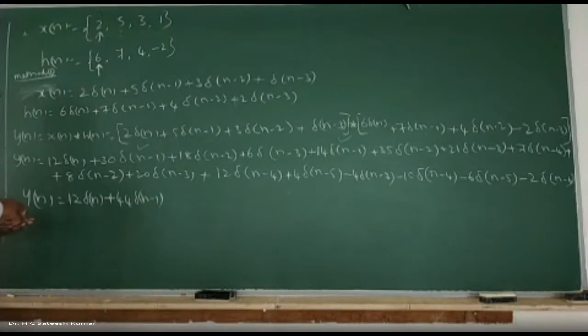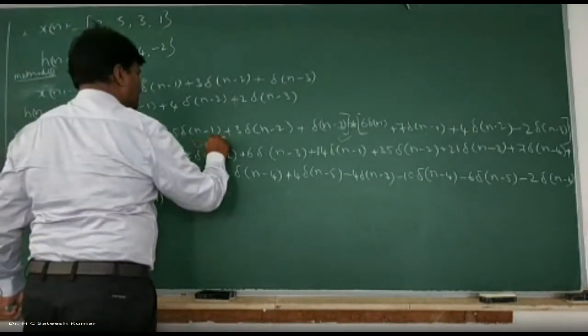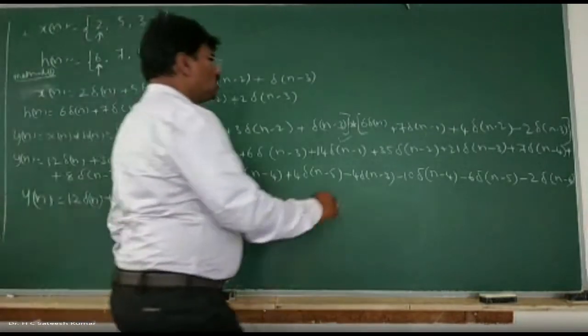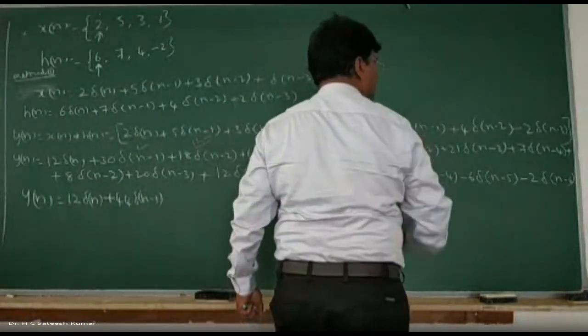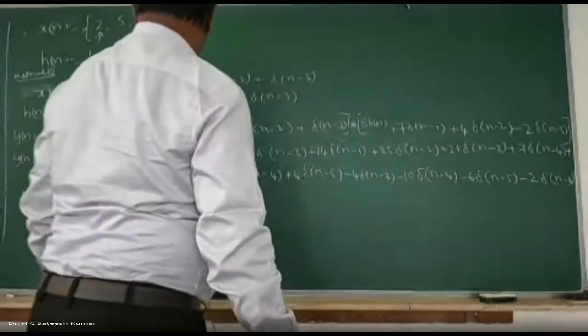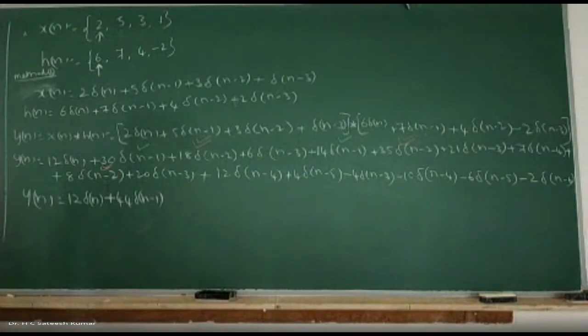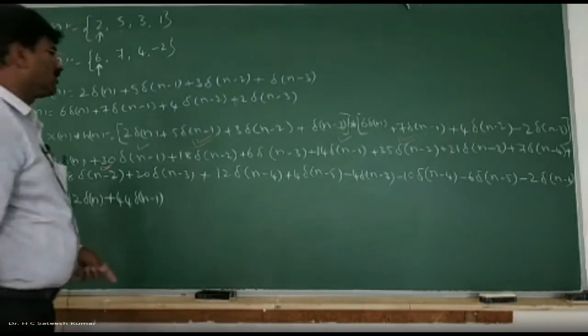Okay. How many delta of n minus 2s are there? Delta of n minus 2, this is 1. Delta of n minus 2, this is another one. And this is another one. Delta of n minus 2. That's it. So how many are there total? Add it.